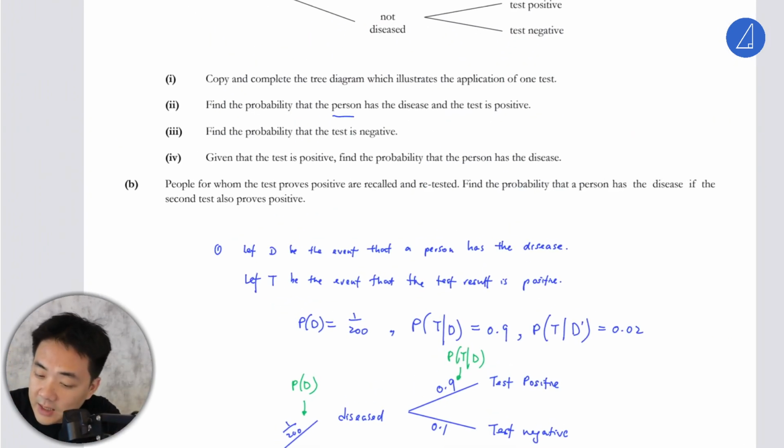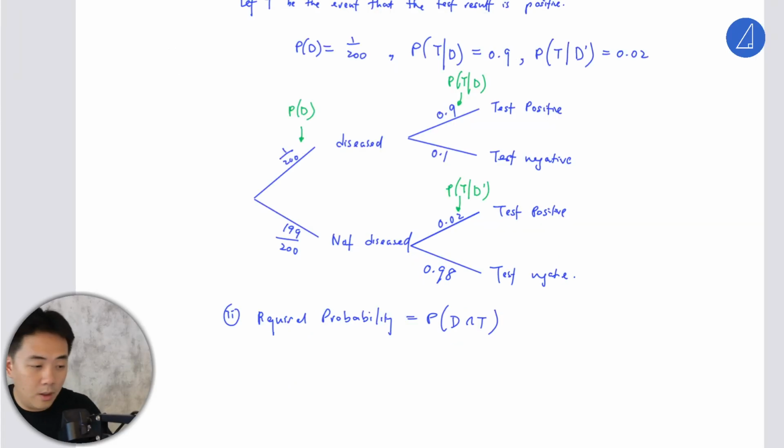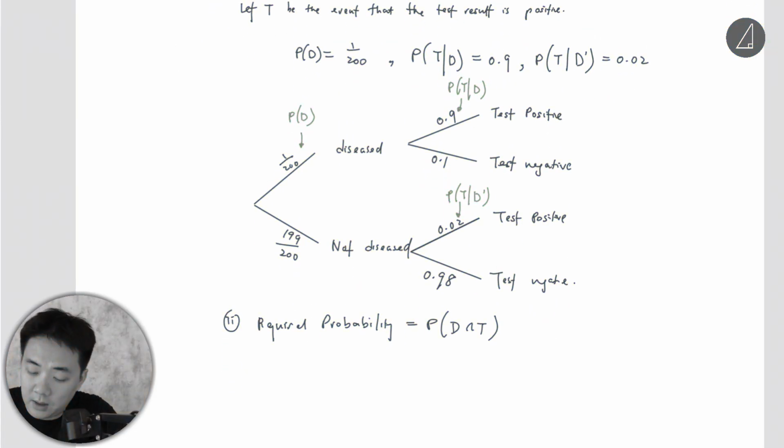Find the probability that the person has the disease and tests positive. So you want to have a disease and test positive, so you just want P(D intersect T). Once you have a tree diagram, you can tell this will be disease and test positive. So 0.9 times 1 over 200, because this is D, this is T. You multiply them, you get the intersect between the two cases.